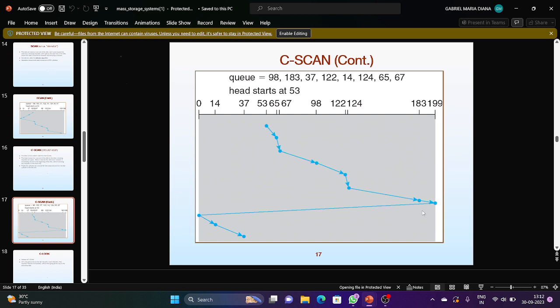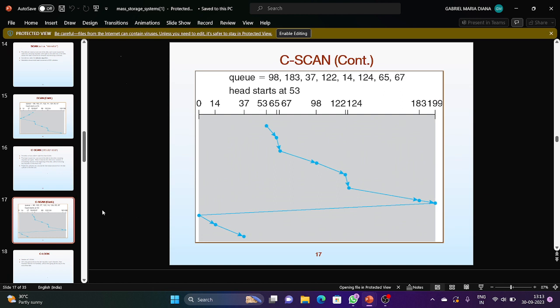Then after reaching the point of 199, it reverses and goes again to 0, that is the starting state 0. From 0, it serves the other processes which are left out. From 0, the 14th process was left out, so it is served. And again from 14 it serves 37. Like this, the C-SCAN algorithm works.